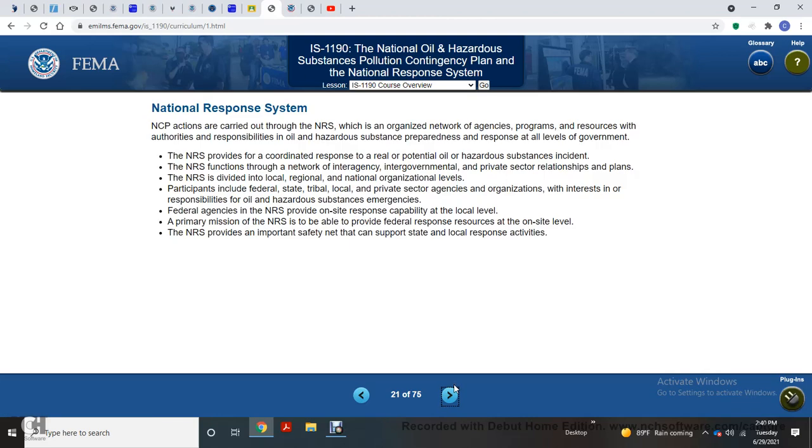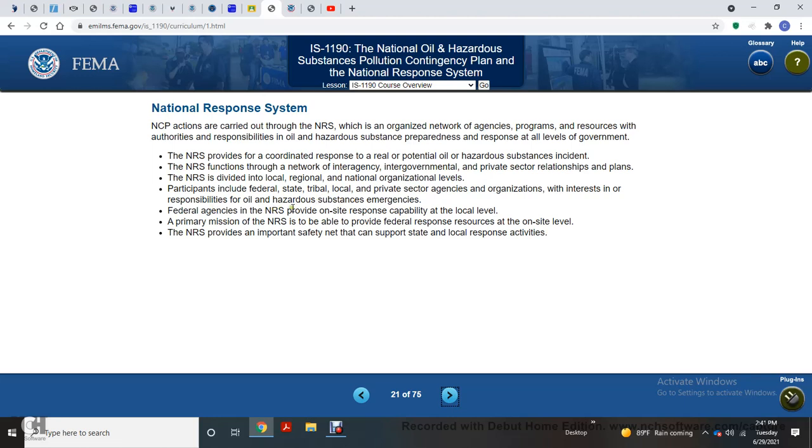National Response System. The National Contingency Plan is carried out through the National Response System, which organizes a network of agencies, programs, and resources with the authority and responsibility for oil and hazardous substance preparedness and response at all levels of government. The National Response System provides a coordinated response to any potential oil or hazardous substance incident. It functions through a network of interagency, intergovernmental, and private sector relationships and plans. The National Response System is divided into local, regional, and national organizational levels. The participants include federal, state, local, tribal, and private sector agencies and organizations with an interest or responsibility in oil and hazardous substance emergencies.